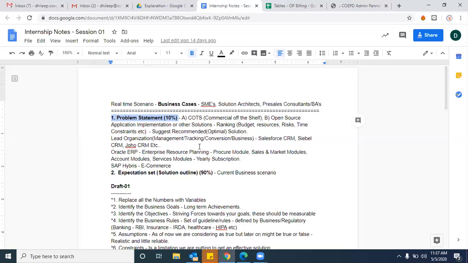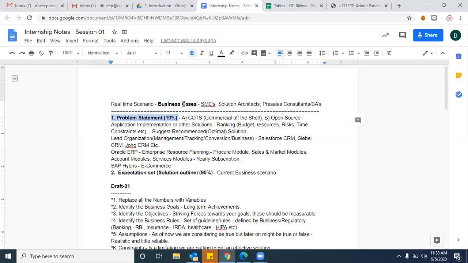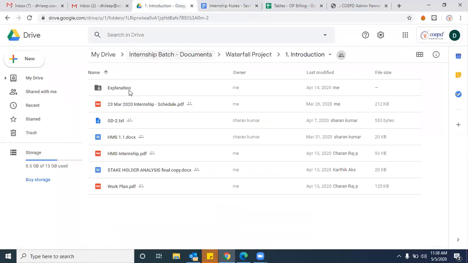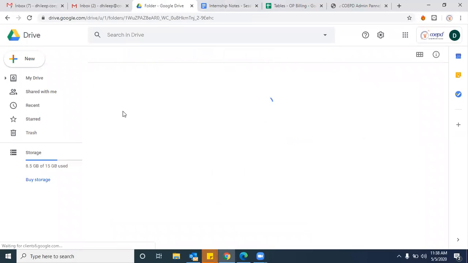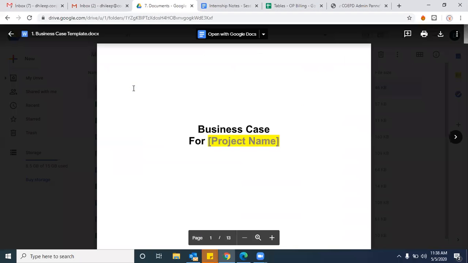If you remember this problem statement, this business case will be coming into the picture in this first scenario. That's the reason I told you business cases we are coming up with. This business case might have a solution in a few scenarios, otherwise the complete problem statement along with multiple solutions. Now we are seeing the first scenario business case. If you see, this business case template is a first scenario business case template.